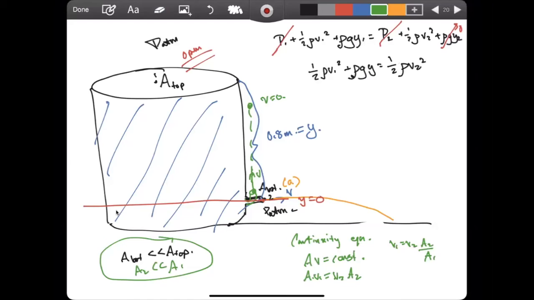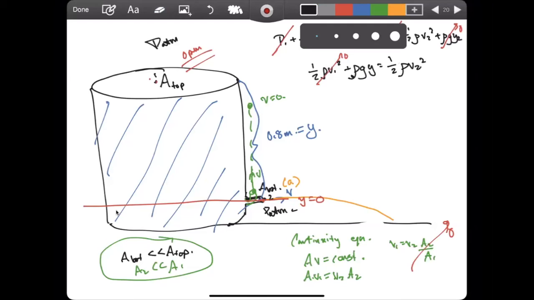So in this case, since A1 is much, much, much bigger than A2, that means I have a really small number divided by a really huge number, which is basically 0. So in this case, the velocity V1 is simply 0, which means up here, it's not doing anything. But down here, it's coming out pretty fast, right?